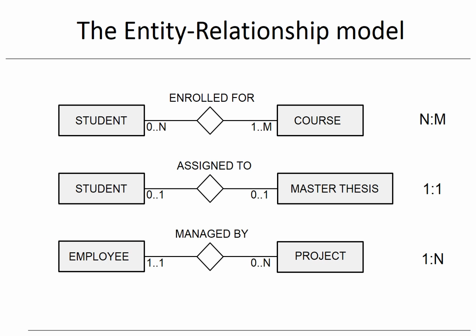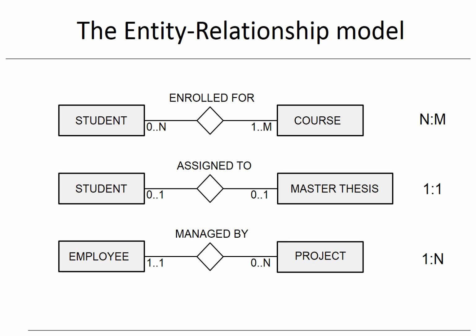Here you can see some examples of binary relationship types together with their cardinalities. A student can be enrolled for minimum 1, maximum m courses. Vice versa, a course can have minimum 0, maximum n students enrolled. This is an example of an n to m relationship type.